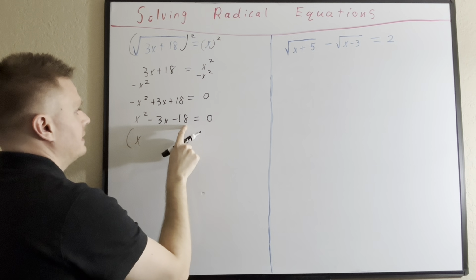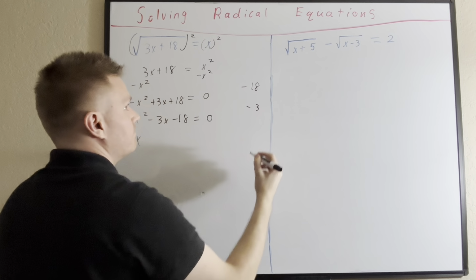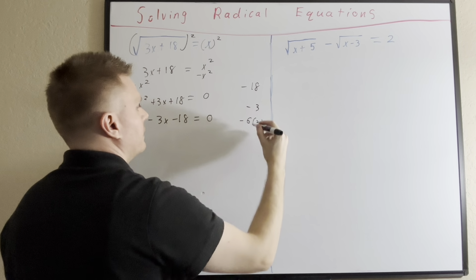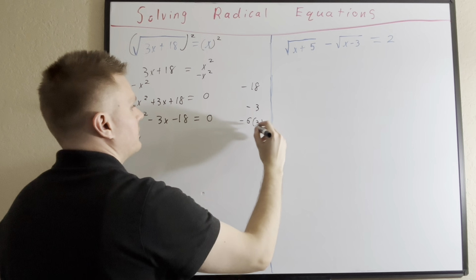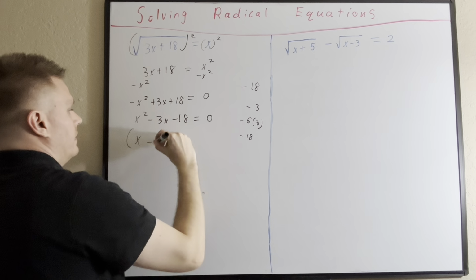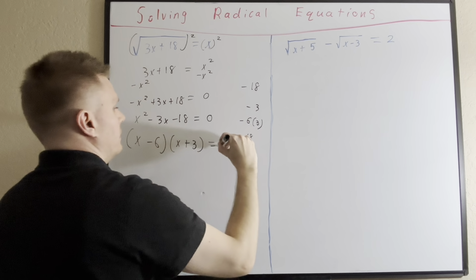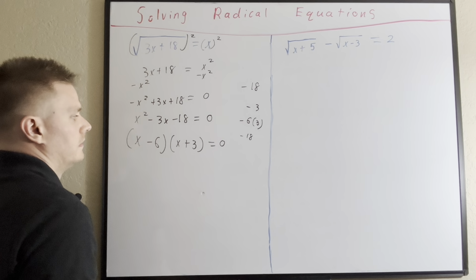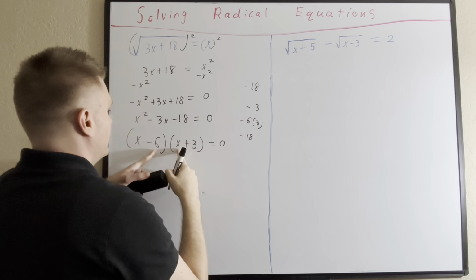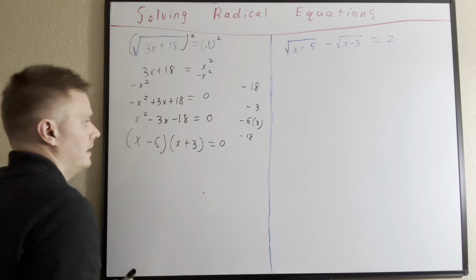What multiplies to get -18 but adds to get -3? I think -6 and 3, right? Yeah, -6 times 3 is -18. -6 plus 3 is -3. So x minus 6, x plus 3. We could actually FOIL this out to check my work, though. X squared plus 3x minus 6x minus 18. Yes. Yep, that checks out.